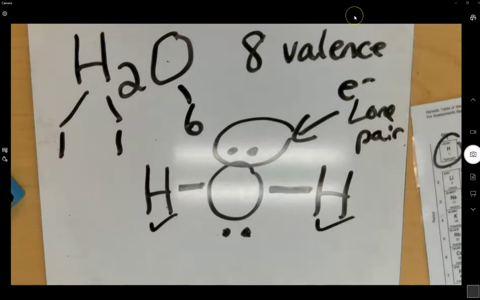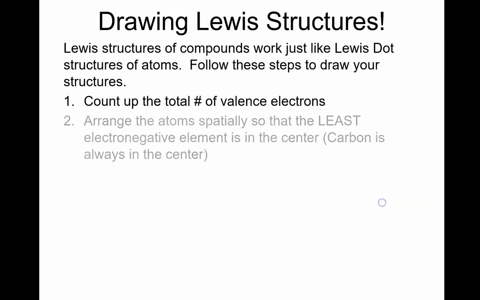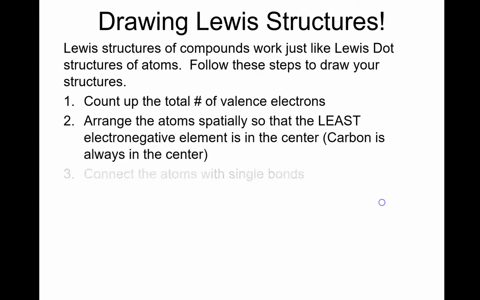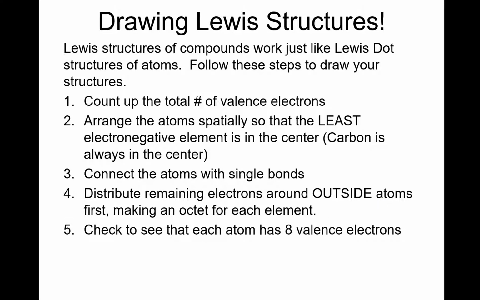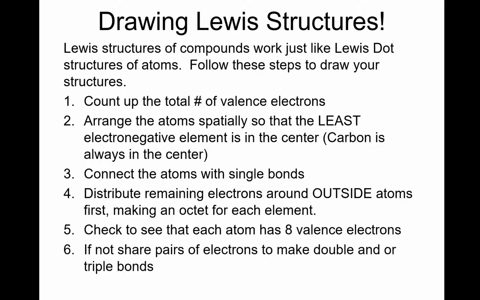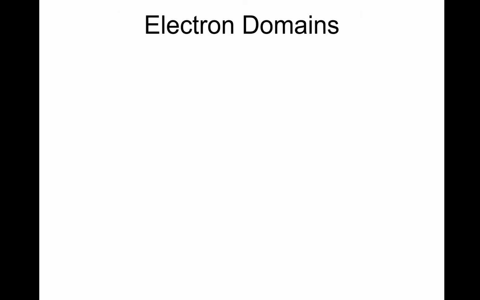All right, so to go back through these steps, first we're going to count the total number of valence electrons, which we did, arrange the atoms spatially, connect the atoms with single bonds, and distribute the remaining electrons around the outside. We're checking to make sure every atom has 8 electrons. And if we don't have enough electrons to satisfy every atom, that's when we'll make double and triple bonds. So instead of just sharing 2 electrons, we'll share 4 or 6. And finally, when we're finished, we're going to count and make sure I have the correct number of electrons.